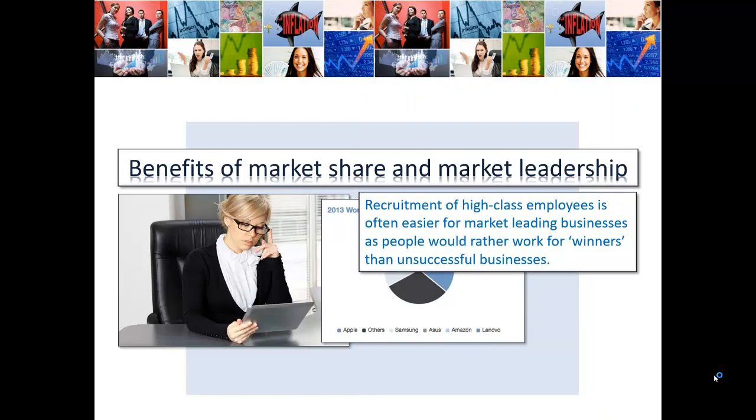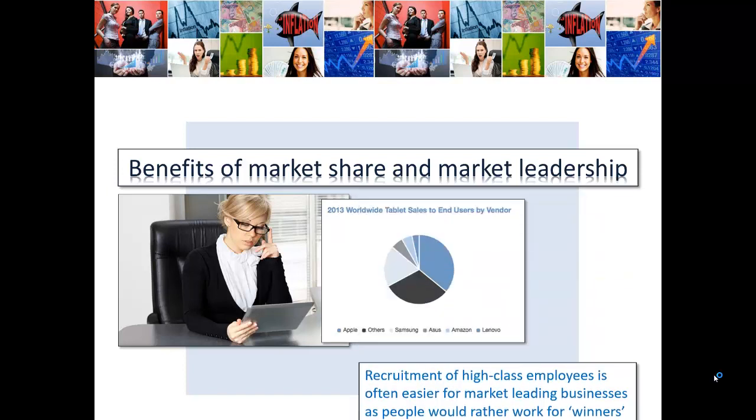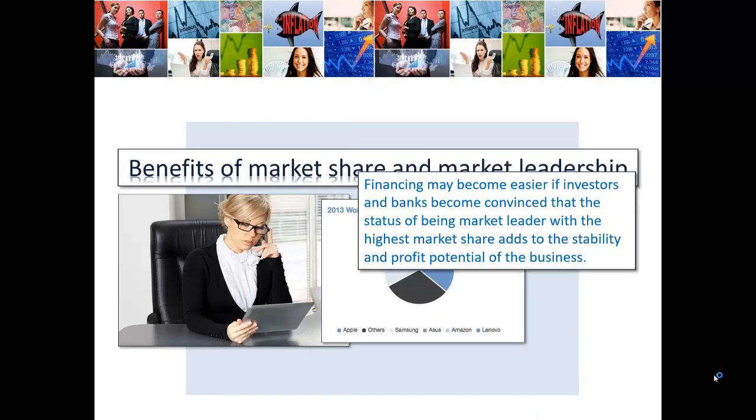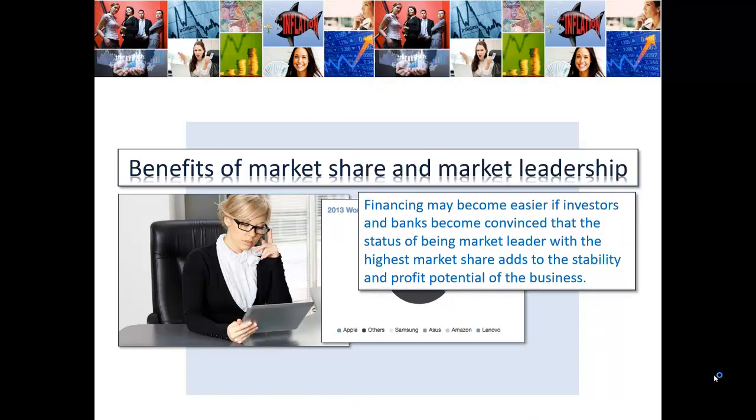Recruitment of high-class employees is often easier for market-leading businesses, as people would rather work for winners than unsuccessful businesses. Financing can also become easier if investors and banks become convinced that the status of being market leader with the highest market share adds to the stability and profit potential for the business.